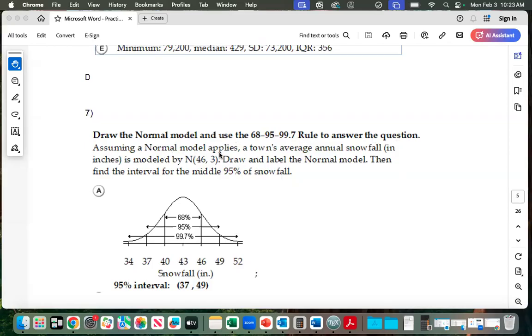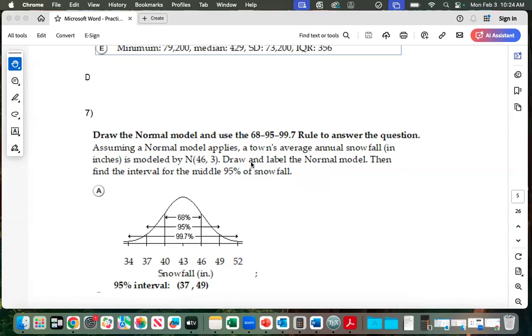Assuming a normal model applies, we are given that it is a model. So when we have this, what does it mean? What does the 46 stand for? Anybody want to help us? The mean, right? So the mean is 46. What is the 3? Standard deviation. Is that okay? So you should write down the mean is 46. Standard deviation is 3. Is that okay?